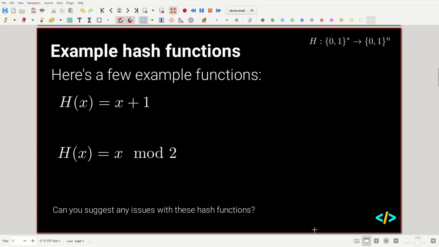I've got a few example hash functions here. H of x, where x is the input to this hash function, and this is the output. And same here, x is the input, this is the output. So first of all, can we spot any issues with these hash functions? How could we improve these hash functions, or what's wrong with how they're implemented right now?